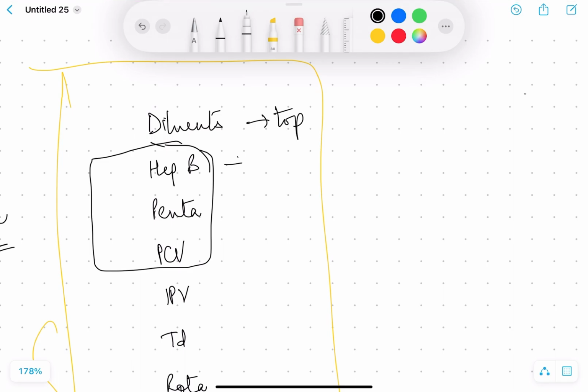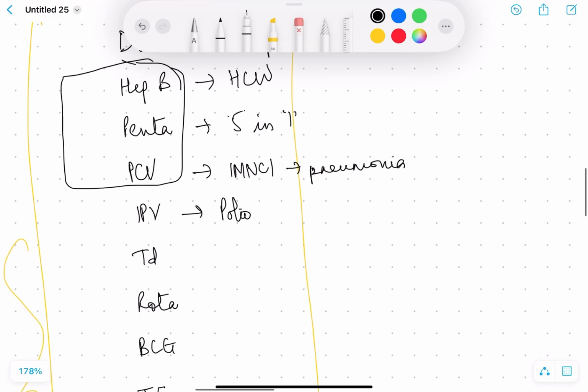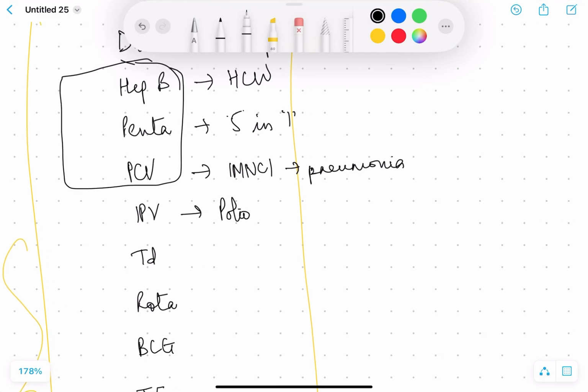Then hepatitis B, as healthcare workers, you want to be vaccinated against hepatitis B. Penta, because it is an all-in-one, 5 problems 1 solution vaccination, so 5-in-1 vaccine, so obviously it is going to get a priority. After that comes PCV, because pneumonia is common in neonates, so remember pneumonia you want to avoid, so this is also important. Now polio, again you don't want it coming into the infants, so IPV is important, right?